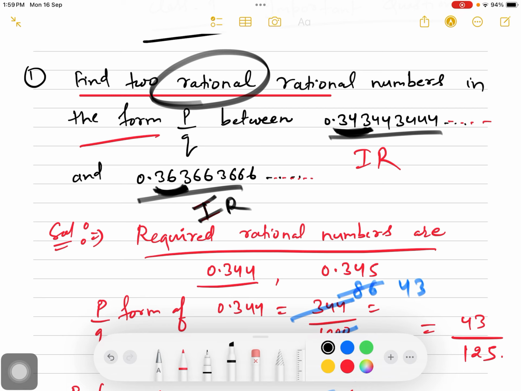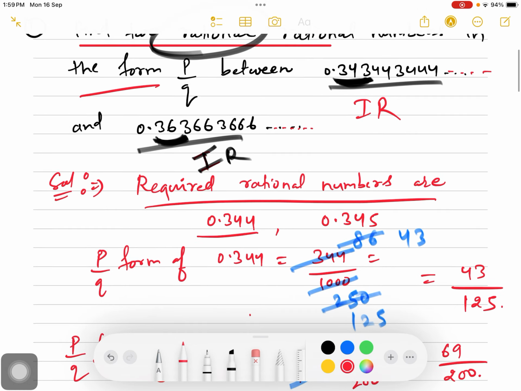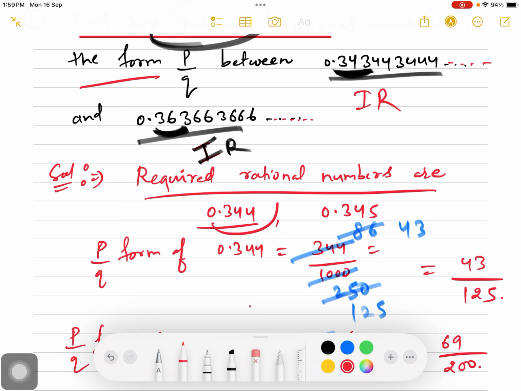So I can write 0.344, then 0.345, then 0.346, like that I can write. So many numbers I can find between these two numbers. So any two numbers we have to take. So I have taken 0.344 and 0.345.